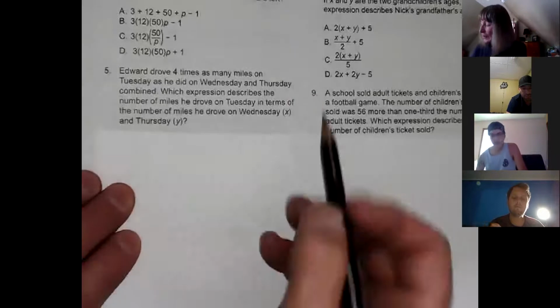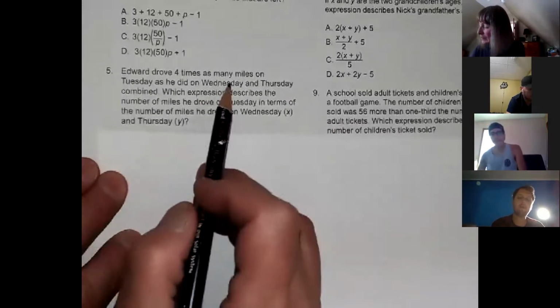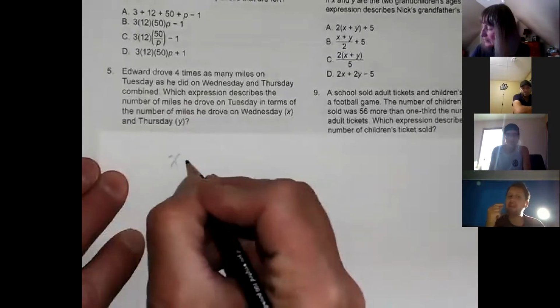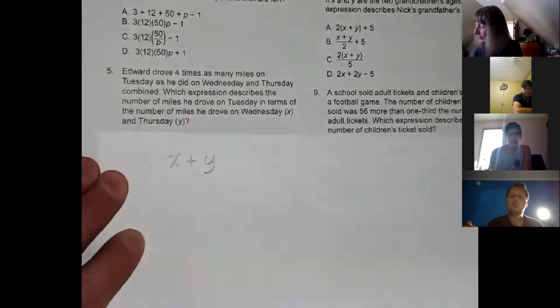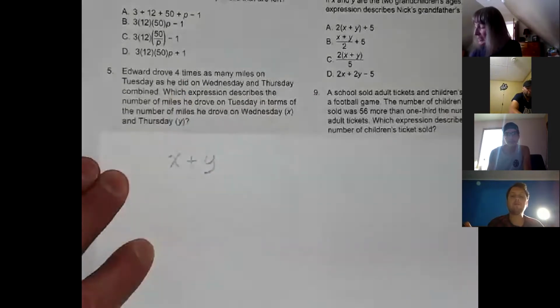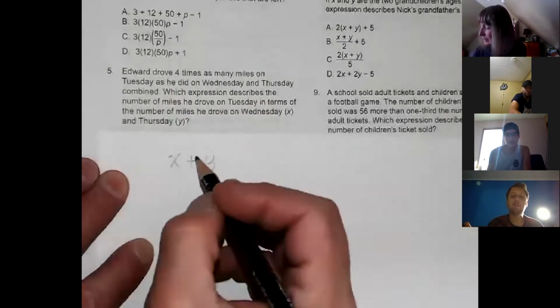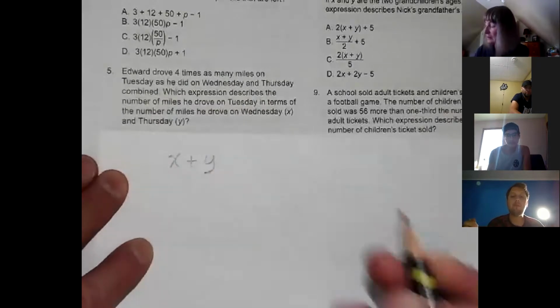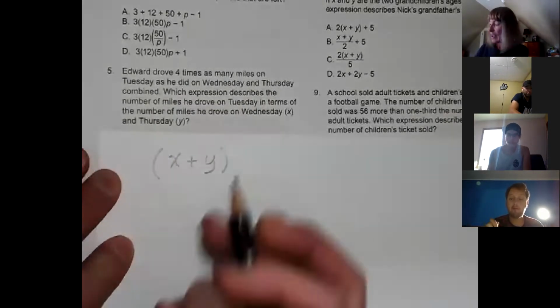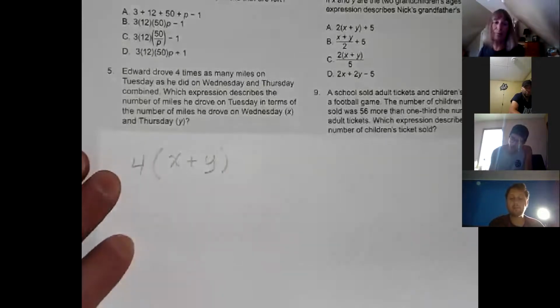Mm-hmm. So Wednesday and Thursday, I'm going to add them up. Here's Wednesday plus Thursday. But he went 4 times as many miles on these two combined. So we're going to have to combine them or add them up and then multiply them by 4.